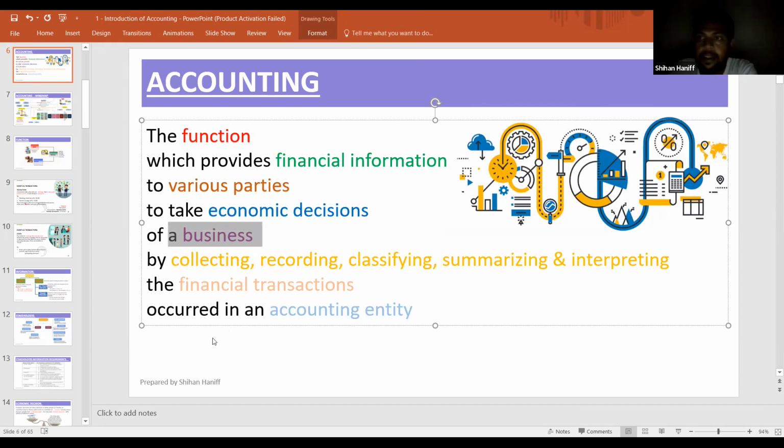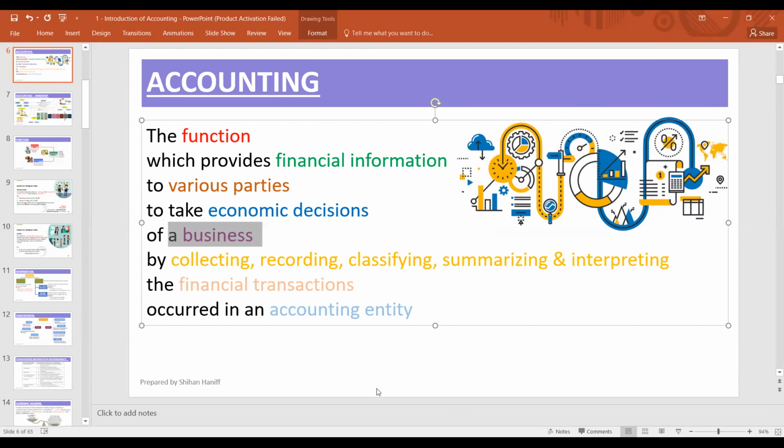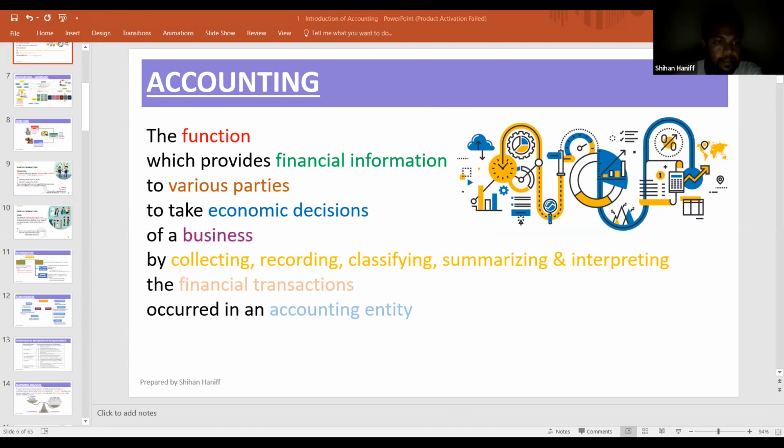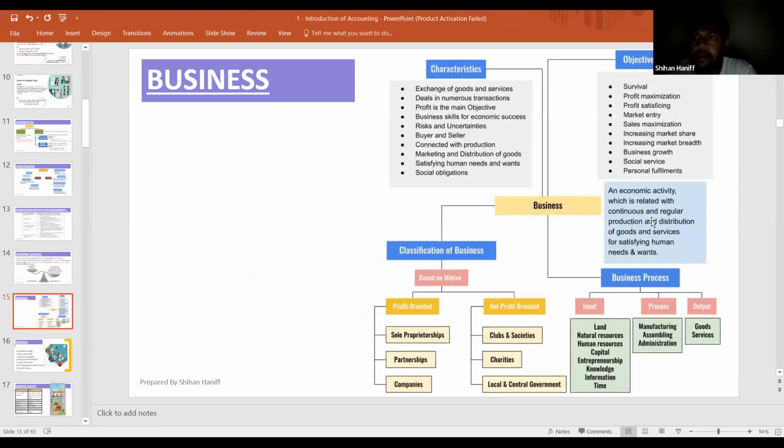Right? Then let's learn about business. What is a business? Right. So this is a summary of business. This is useful for your business studies as well. Okay.